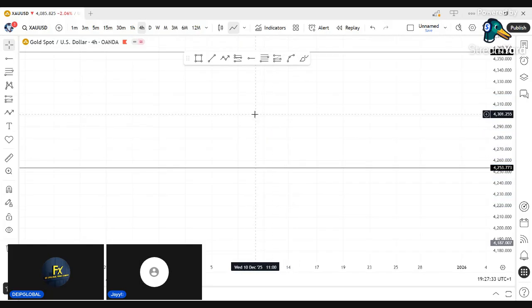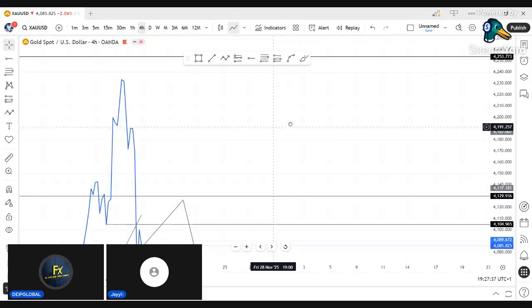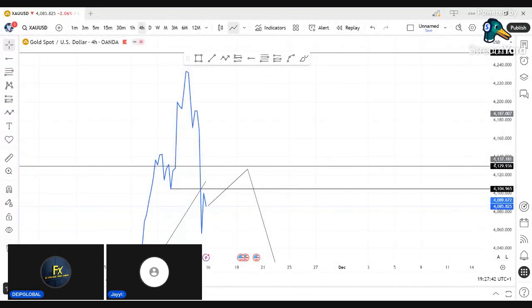Are you lost? Kind of. All right, so tell me, where are you lost? Which place? After the trend line, after the break of the trend line, and then this support zone. Okay.